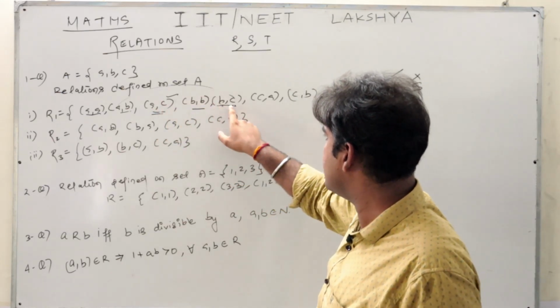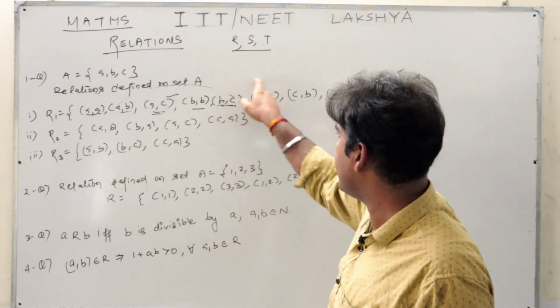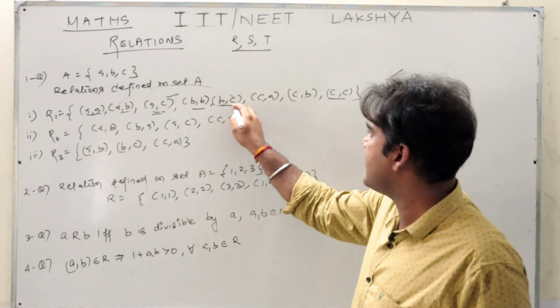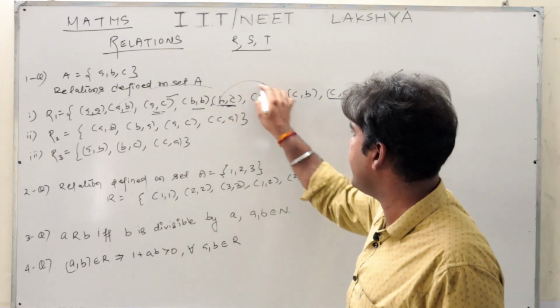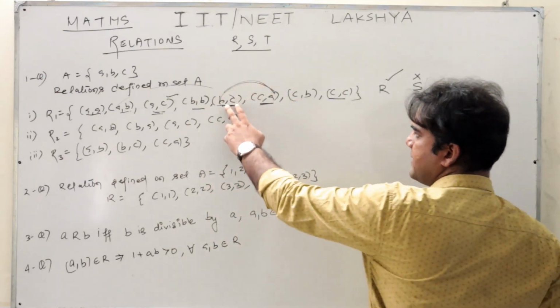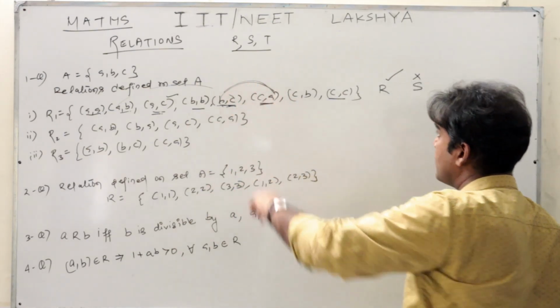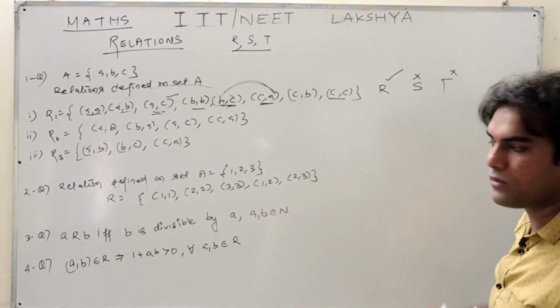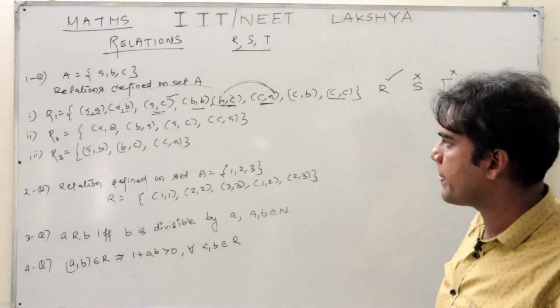BB, BC, CA, but BA is not there. You see here BC is there, CA is there, but BA is not there. So it is not transitive. I hope you got the first relationship. Let us see R2.